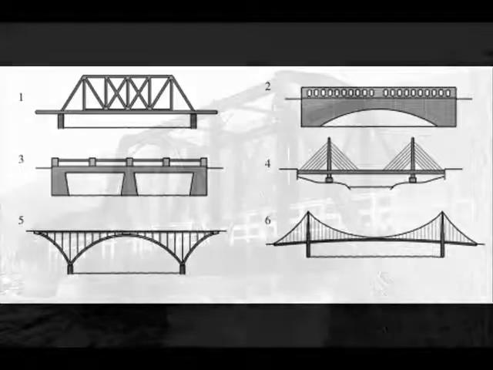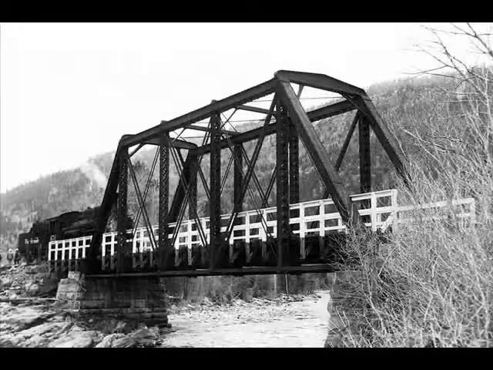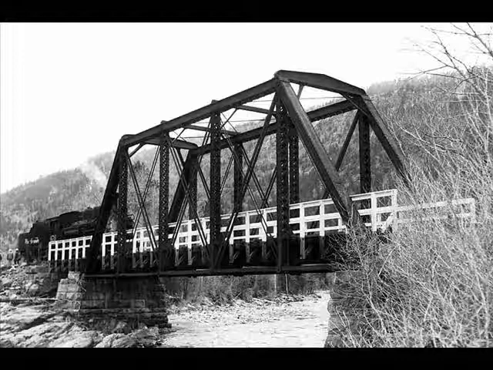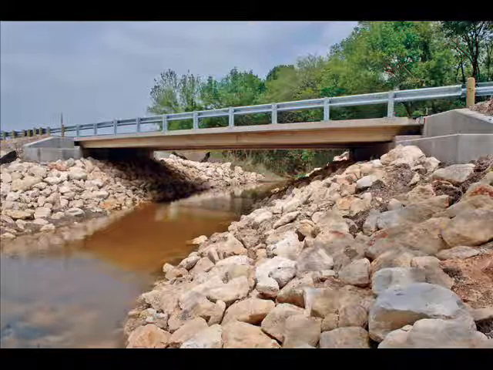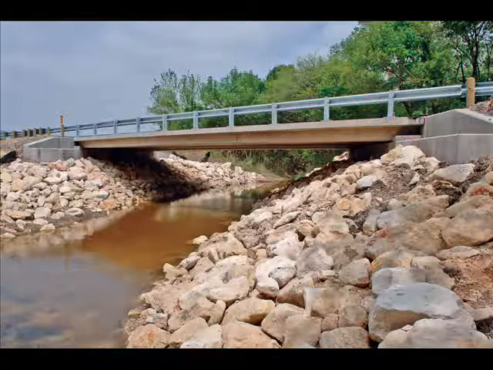This causes the upper portion of the deck to shorten, and the result of this compression on the upper portion of the deck causes tension in the lower portion of the deck, and this tension causes the lower portion of the beam to extend. The arch bridge is a semicircular structure with abutments on each end.